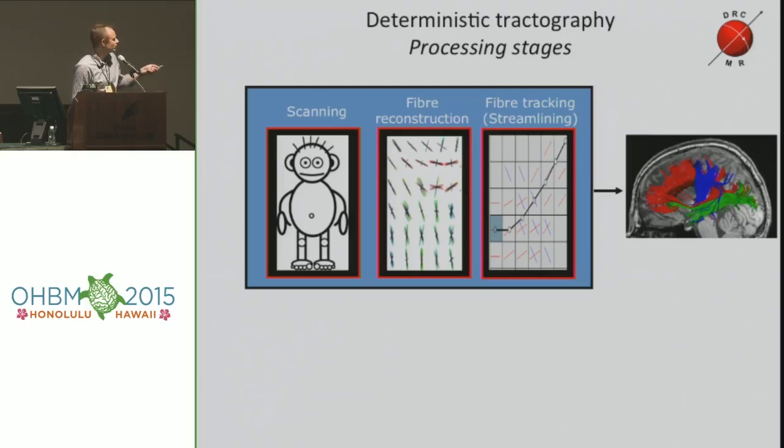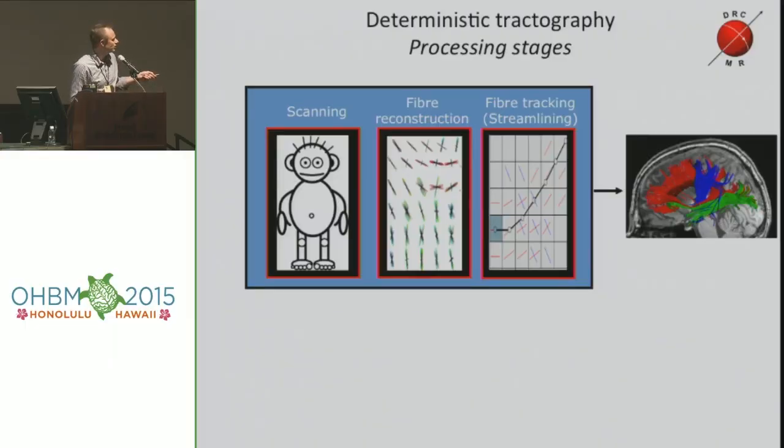Then we have the fiber reconstruction stage where we extract the fiber directions. And then we have the last stage in deterministic tractography, that is the fiber tracking, where we draw the streamlines. So the main idea in fiber tracking is that we have this local field of principal directions that we extracted from the fiber reconstruction processing stage. Then we select a region, our seed region, and then we start to draw a streamline.